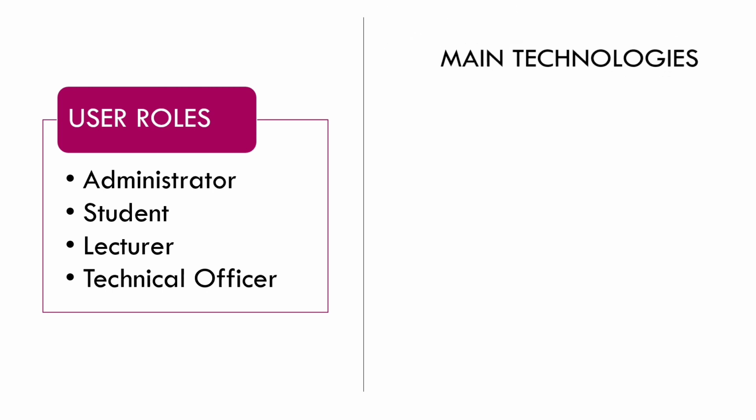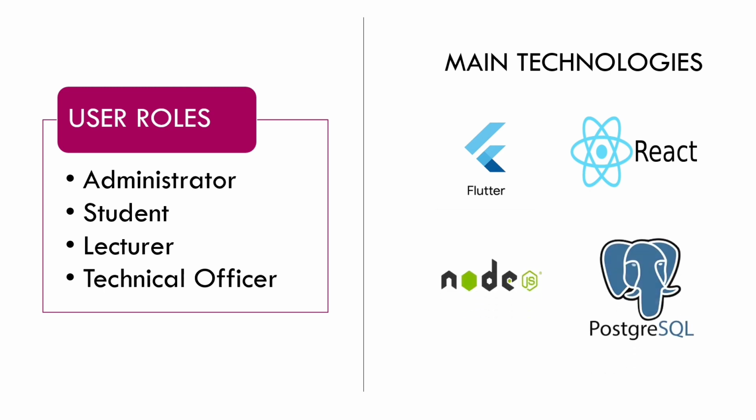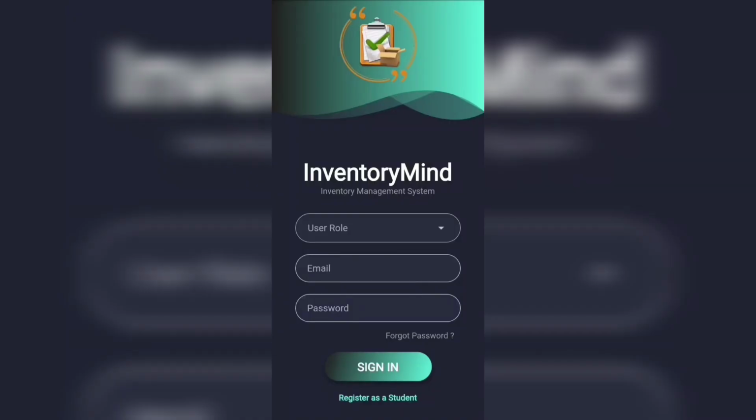Flutter framework and React library are used for the mobile and web applications respectively. Node.js runtime environment is used for the API, whereas PostgreSQL is used as the relational database management system. The mobile application is designed for the use of students, lecturers and technical officers.